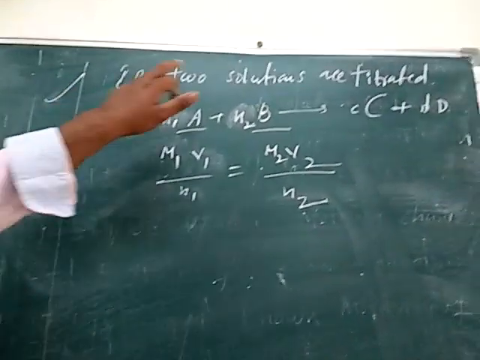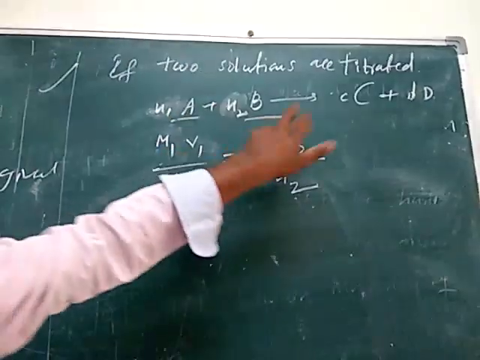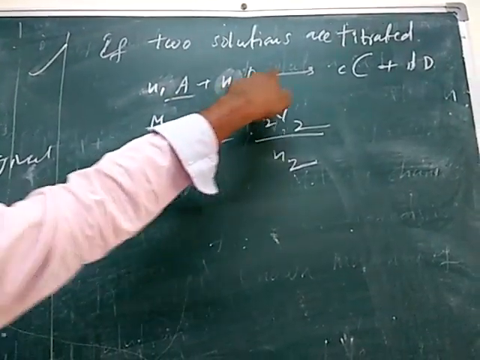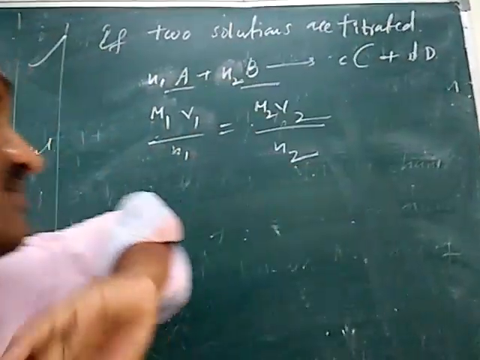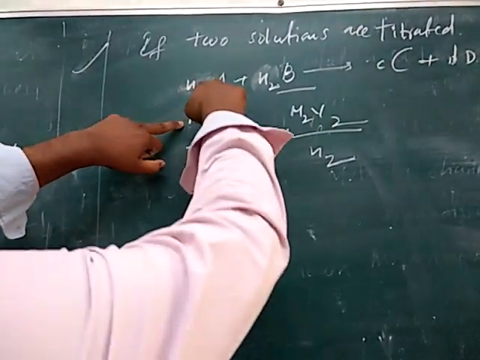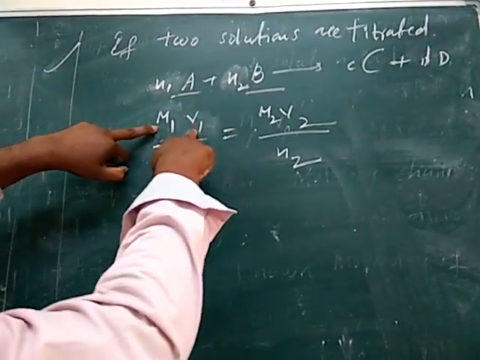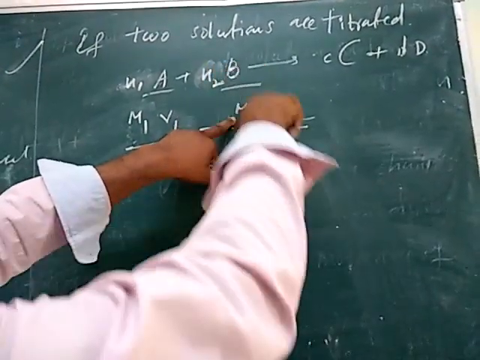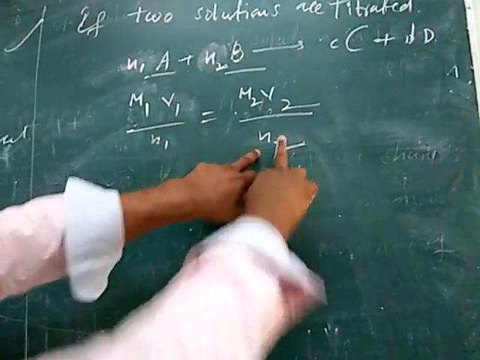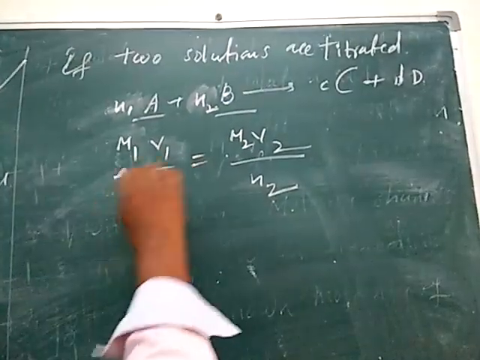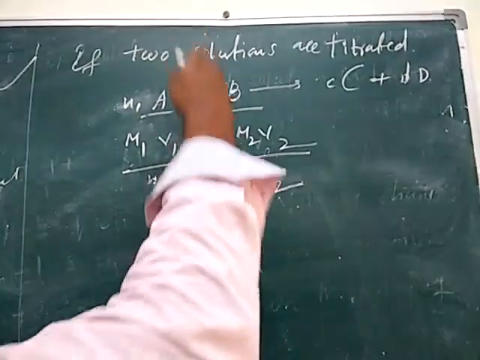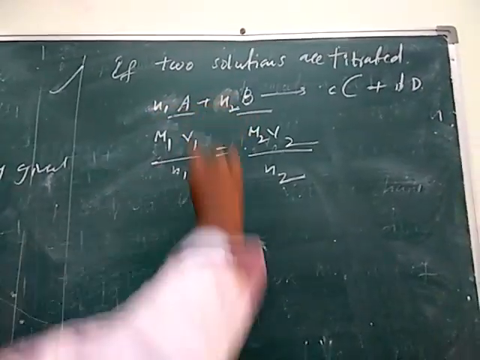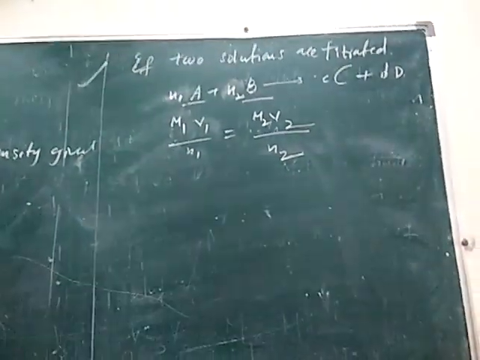Next, if two solutions are titrated according to an equation, N1 moles of A and N2 moles of B are mixed, then we get products C and D. Molarity of A and volume of A by its number of moles equals molarity of B and volume of B by number of moles of B. By using this, we can find any component's molarity, volume, or number of moles when two components react. So these are some important problems.